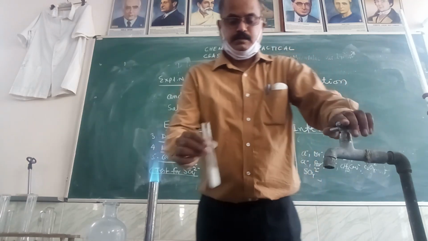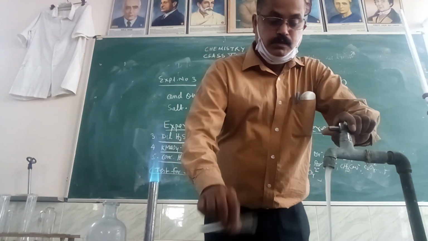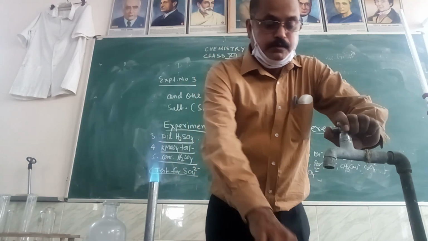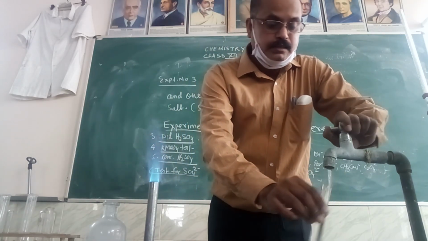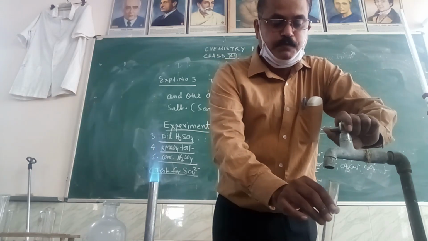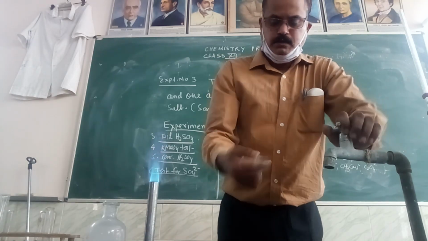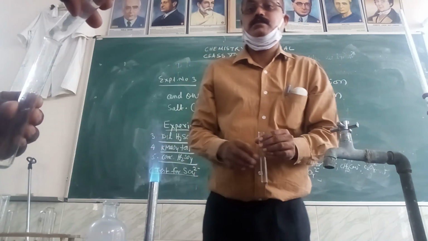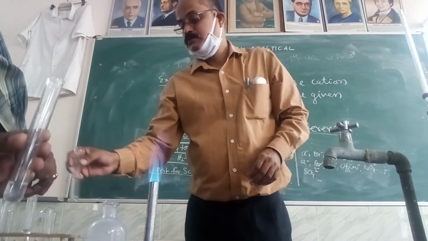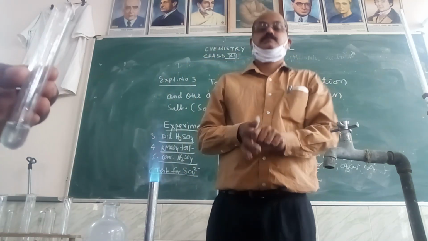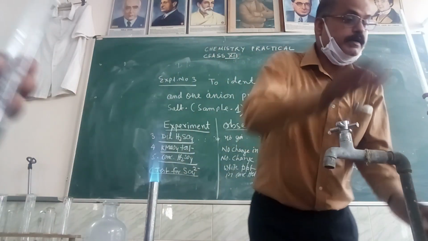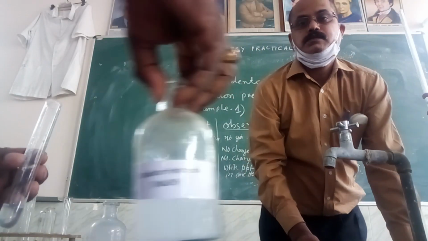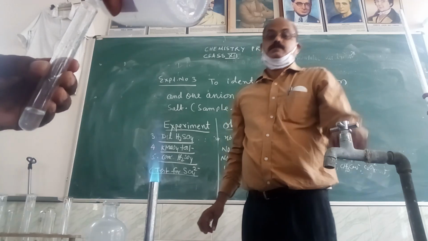Okay. Now we have to confirm the cation. Which cation is indicated? Ammonium ion. So we have to perform the test for ammonium ion. For this purpose, we take a small quantity of salt solution in a test tube and add a few drops of NaOH solution. This is sodium hydroxide.